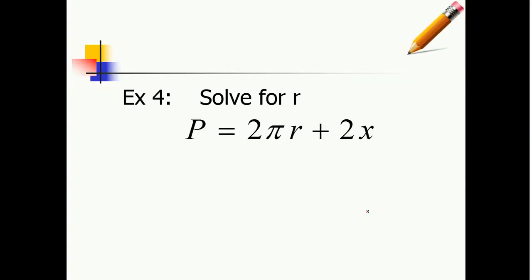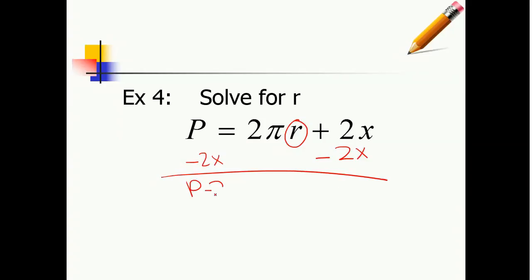Let's try a little harder problem now. We're going to solve for r. P equals 2 pi r plus 2x. So I've got to solve for r, so I'm just going to circle him right now. Let's get rid of that 2x because he's just hanging out. So let's subtract 2x. I'm going to be left with p minus 2x equals 2 pi r.